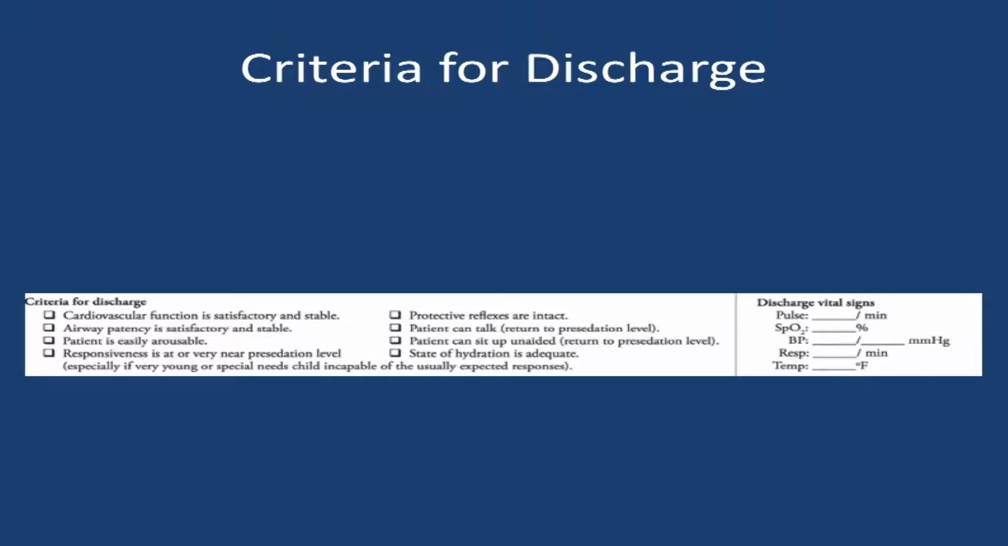Discharge criteria. These are all listed on the dental chart. Such things as protective reflexes are intact, the patient can talk, return to pre-sedation levels, the patient can sit up unaided, can stay awake, the hydration is good, the patient's very cooperative, following instructions, and a place for the vitals to be discharged, values placed in the chart.